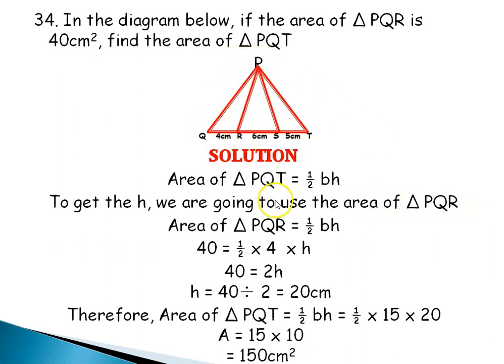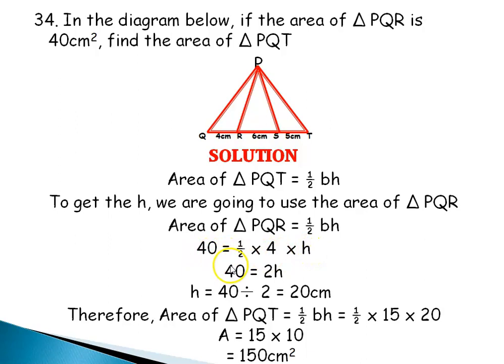PQR. Okay, so it's still the same formula, half base times height, but in this question, we have the area of this triangle PQR to be 40, and we know the base. The base is 4 centimeter, but we don't know the height. So let's look for the height.